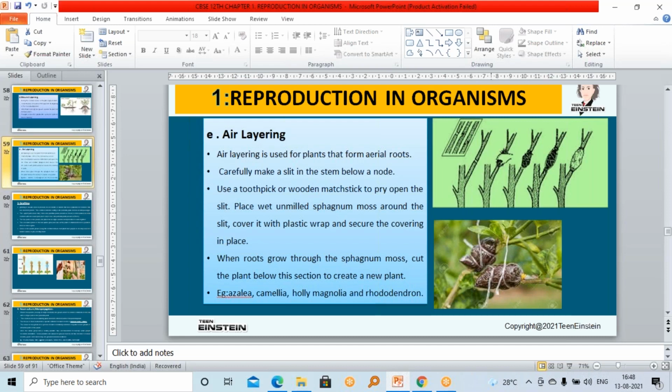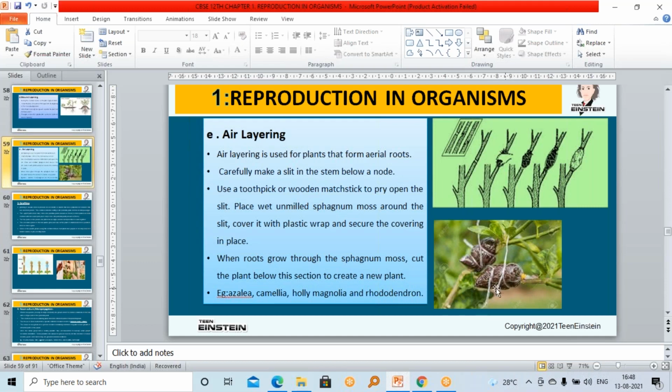Roots, or rooting, will start in that region. Through the sphagnum moss, rooting will start here. In the second picture you can see that. Like this we need to cover that slit with sphagnum moss. Then we are going to tie a plastic sheet around that. Why? To prevent the drying of that moss. So that the wet condition will be maintained inside that plastic sheet. So inside that wet condition, rooting will start.